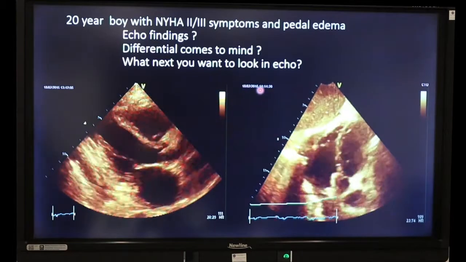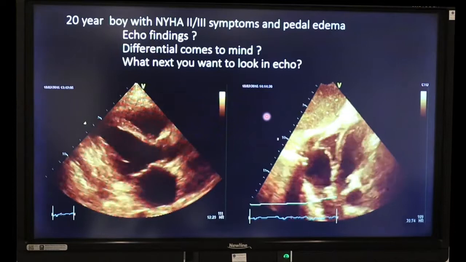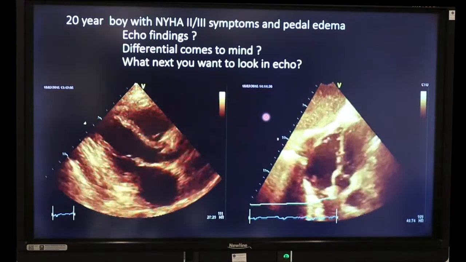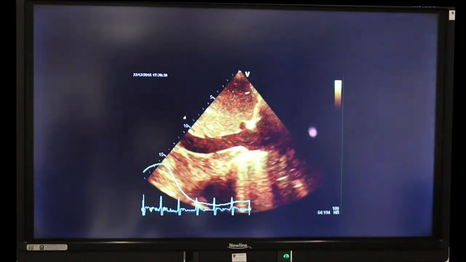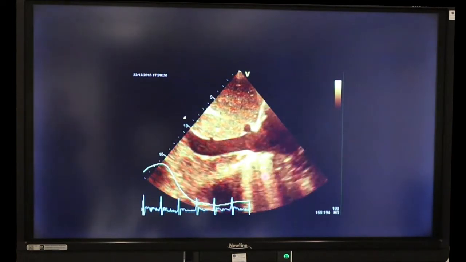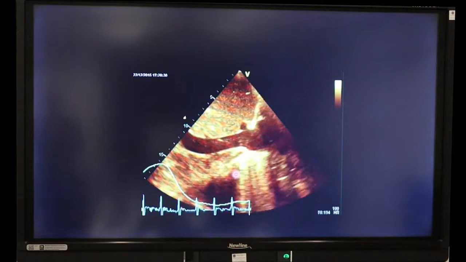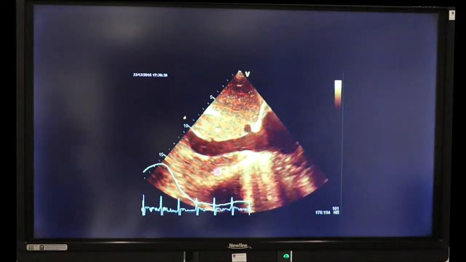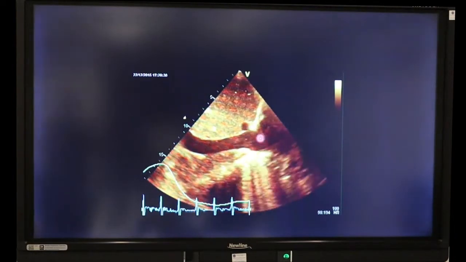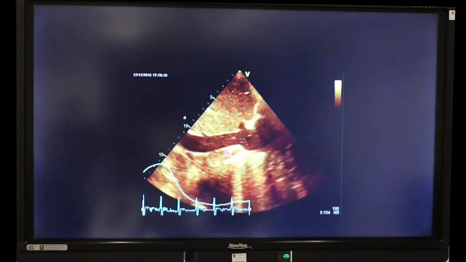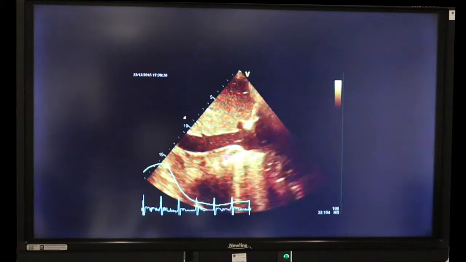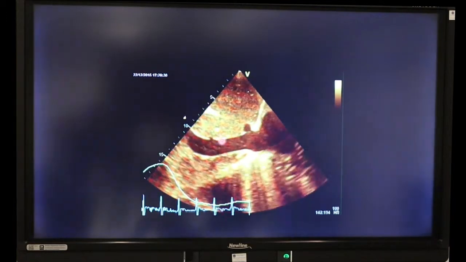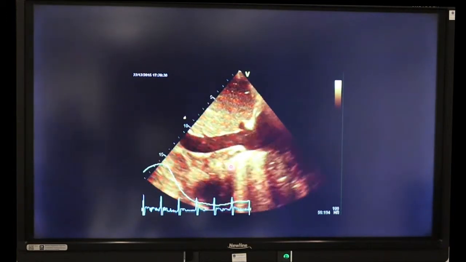And what next do you want to look into on the echo for assessing constrictive pericarditis further? You must have the view of the inferior vena cava. This is also a subcostal view. You have a clear image of the inferior vena cava that is dilated and non-collapsing. Normally it is a normal size, less than 2 cm, with collapsing with respiration.